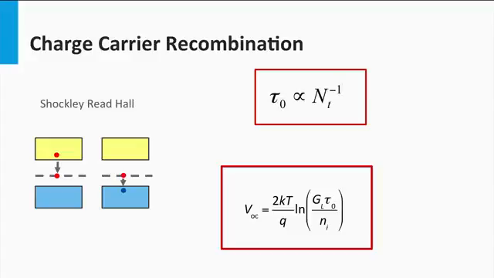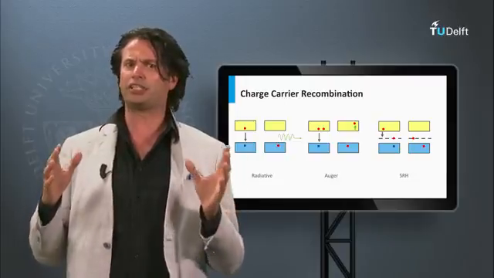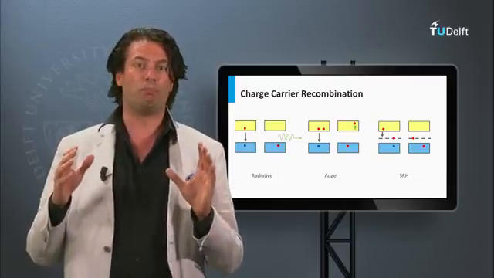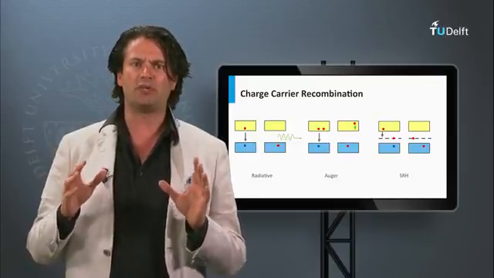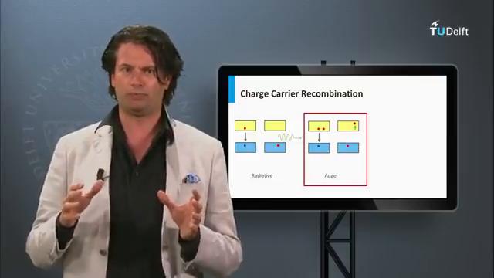Defects can be located in the bulk of the various semiconductor materials, but can also be present at the various interfaces between materials used in the solar cell, like semiconductors, transparent conductive oxides, and metal contacts. Let's consider solar cells without bulk and interface defects. Then the other two recombination mechanisms start to play a role.